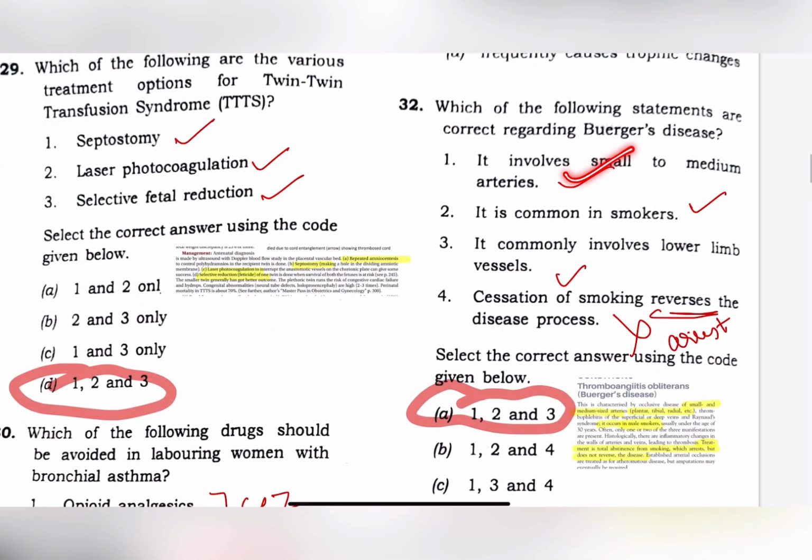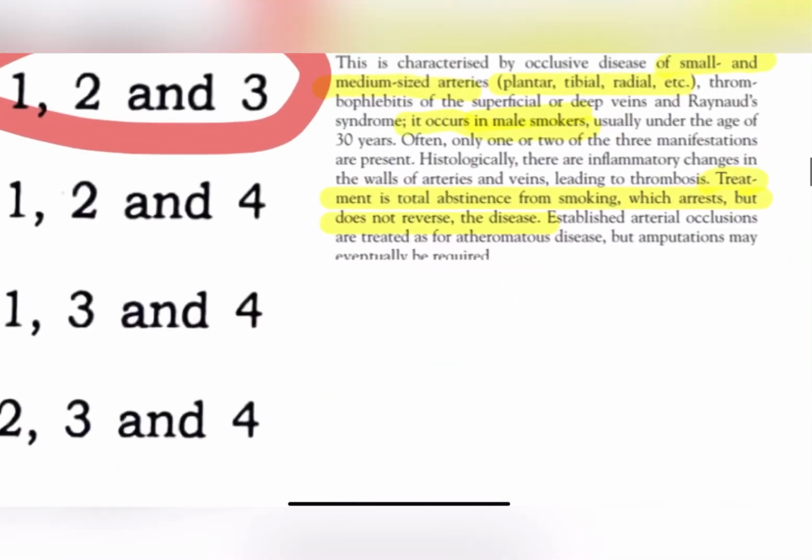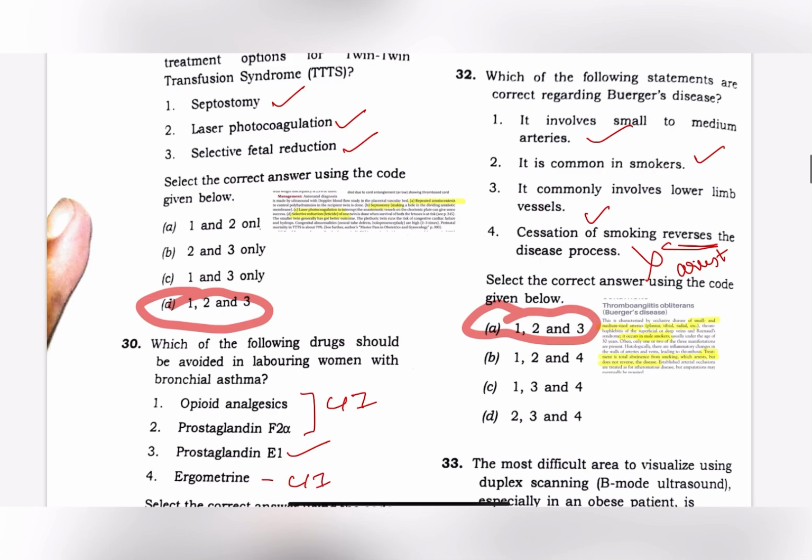It involves small to medium arteries, true. In smokers, yes. Lower limb, yes. Cessation of smoking reverses the disease process, no. It actually only arrests, it does not reverse. So the answer is 1, 2 and 3 are true, 4th is wrong.